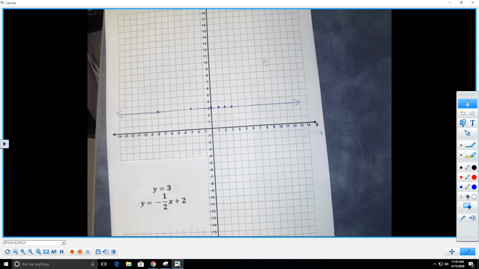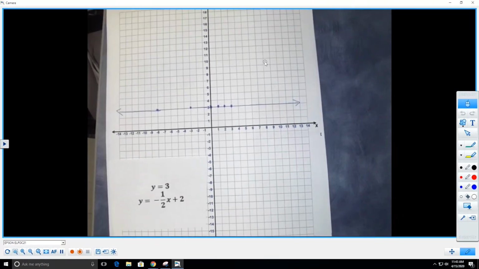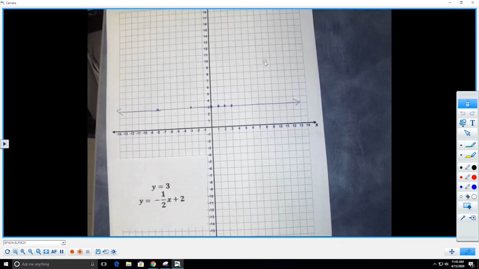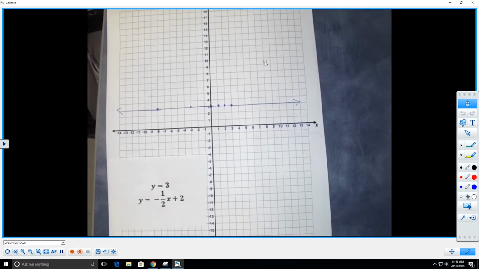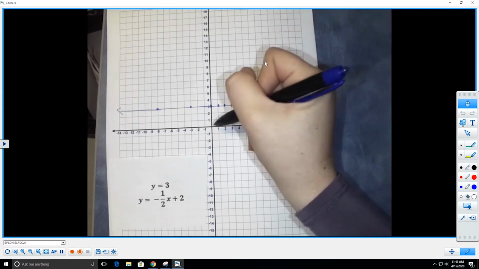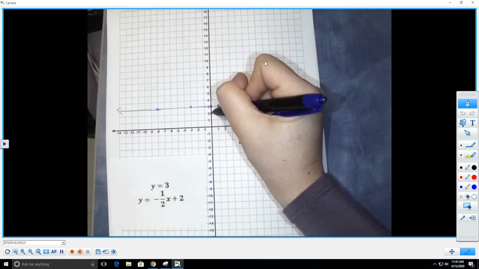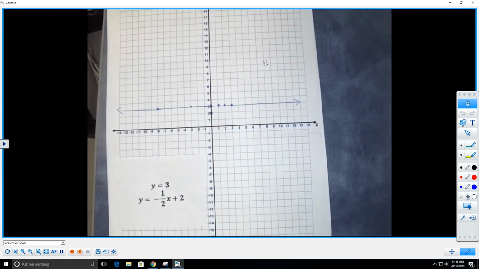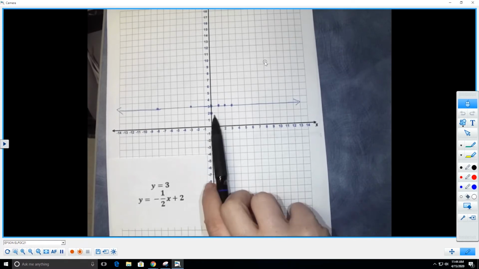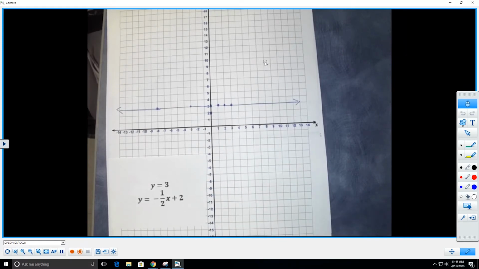What is the y-intercept of this second equation? You got it. The y-intercept is 2. So we're going to plot a point at (0, 2). What is the slope? Yes, the slope is -1/2. Let's plot the y-intercept, which we did, and now let's think about the slope of negative 1/2.